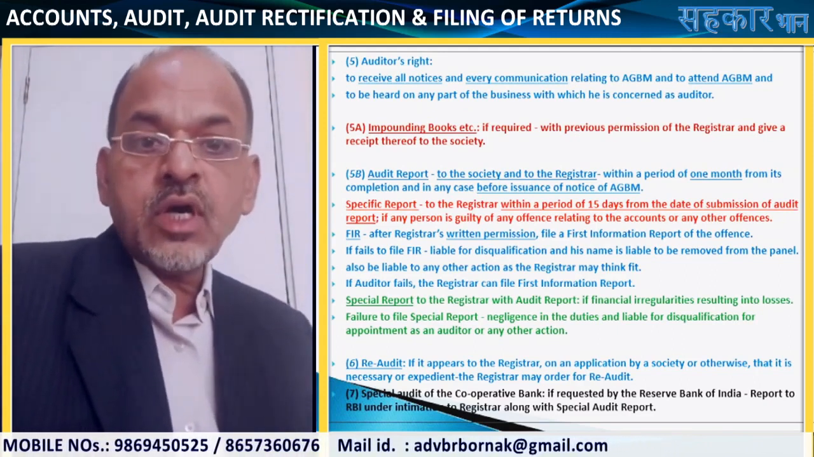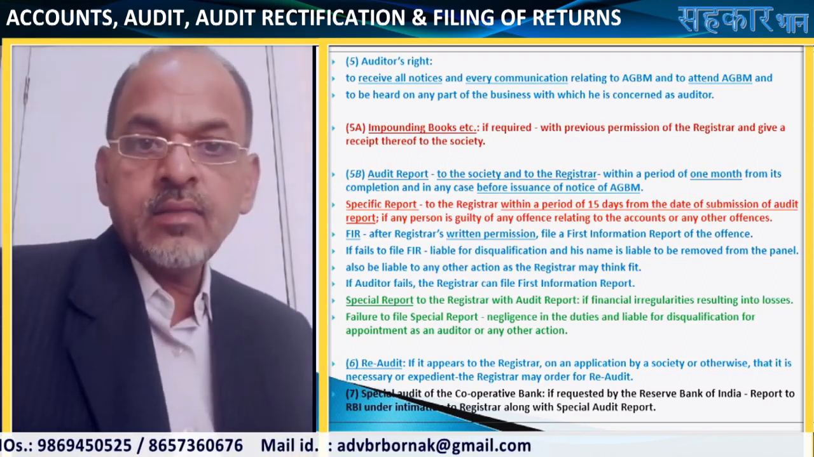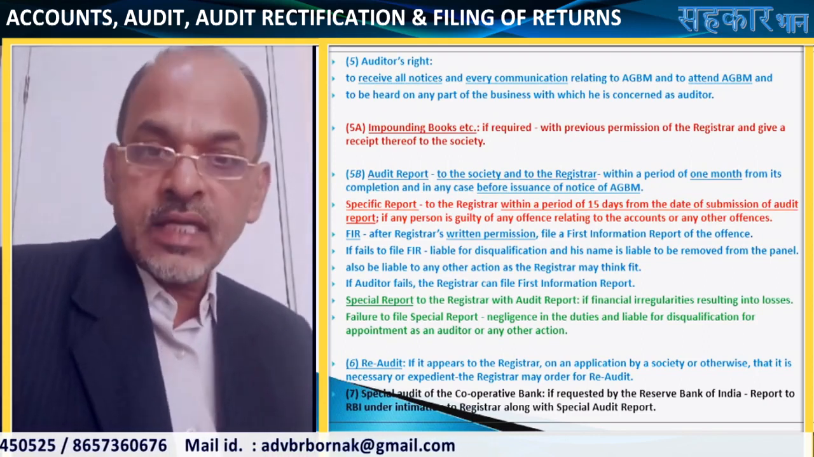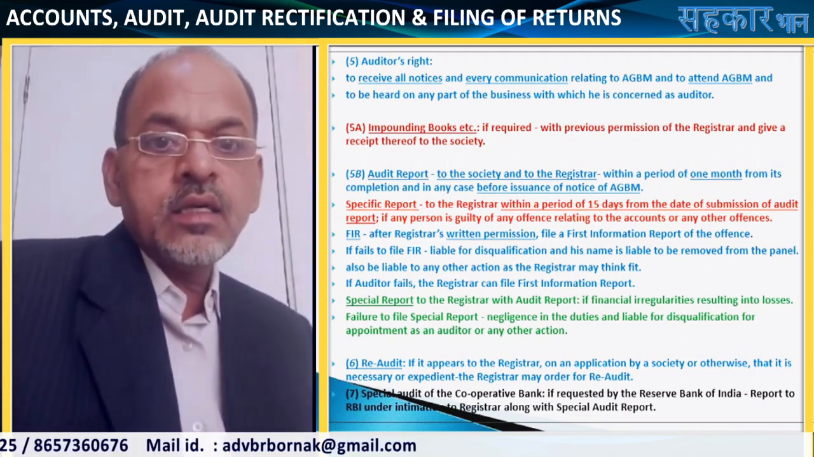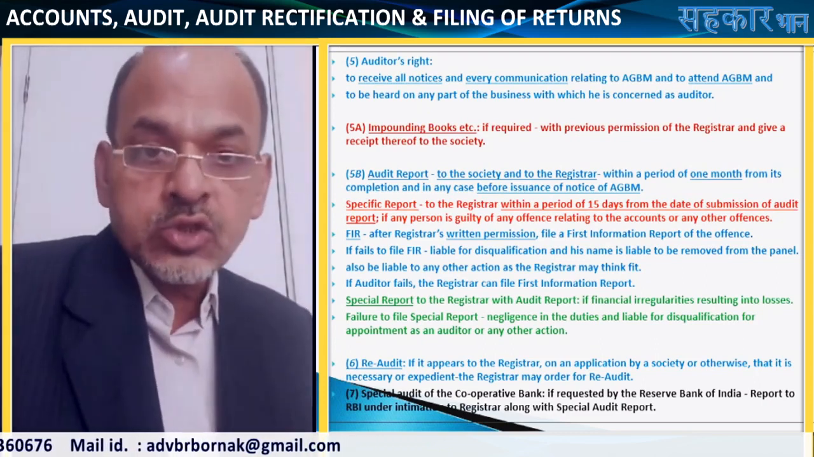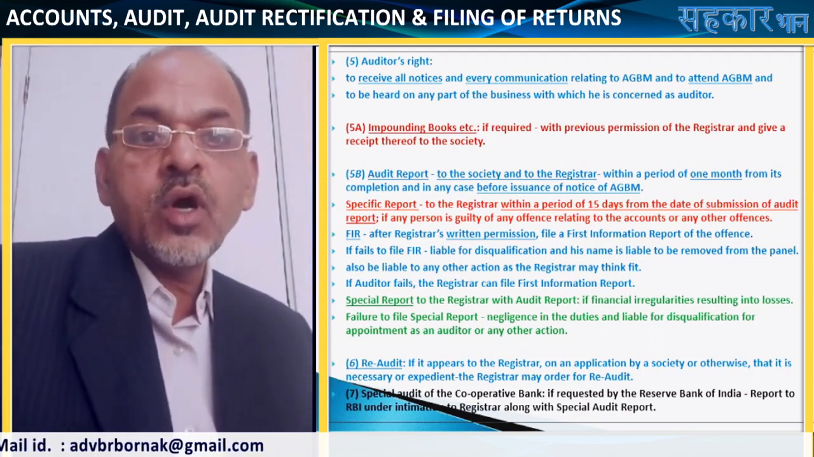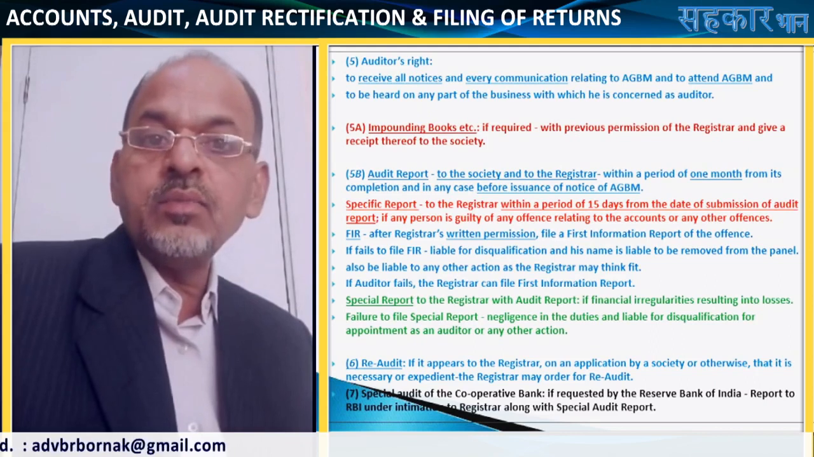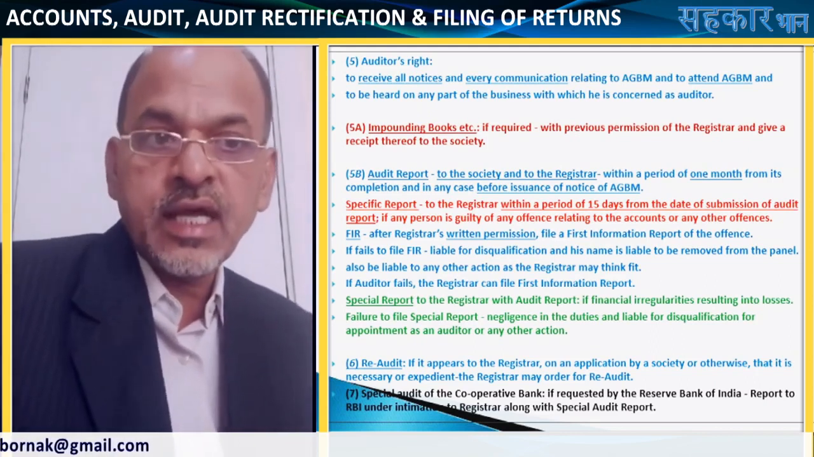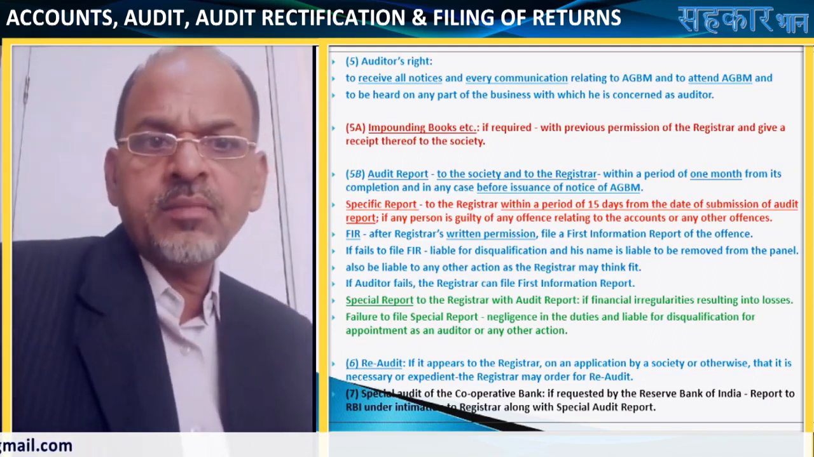So if required, the auditor will have to file an FIR, and for that purpose he will have to obtain permission from the registrar. But if he fails to file the FIR, then action can be taken against the auditor. He will be treated as disqualified, his name will be removed from the panel, and any other action can be initiated against him as the registrar may deem fit.